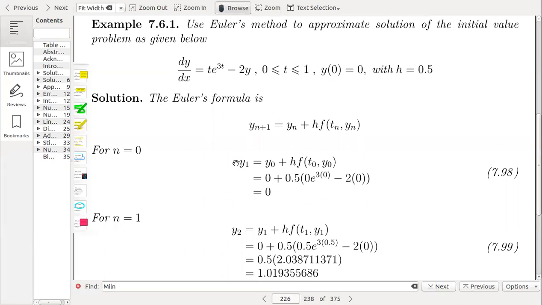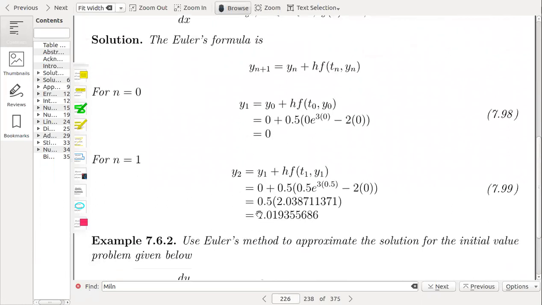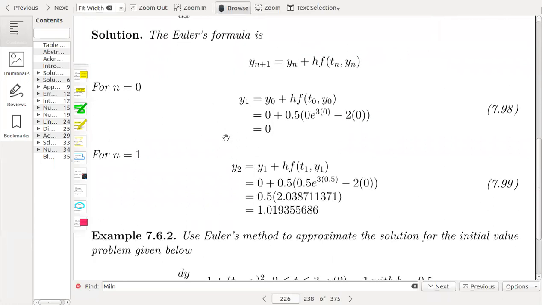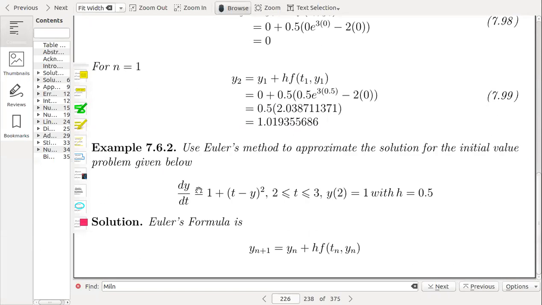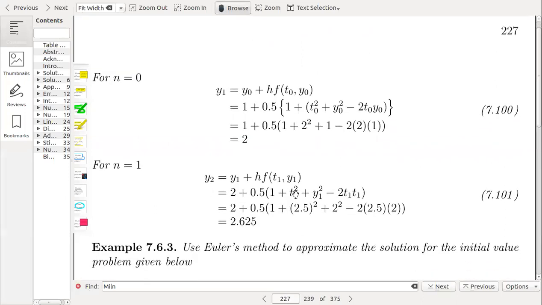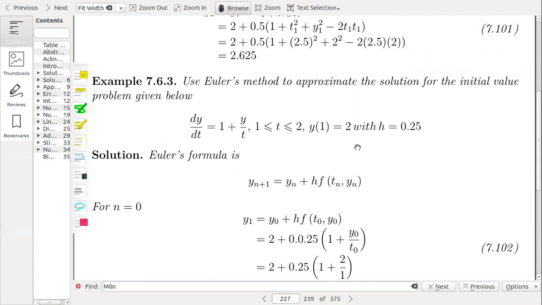For n equal to 0, y1 is equal to y0 plus h f of t0, y0, and here if we solve this, we have y1 equal to 0. Then y2 is equal to 1.0123. In this way, we can continue to the desired value. Similarly, for this initial value problem, if we use the Euler method, we proceed with the same procedure and we will get y2 is equal to 2.625.